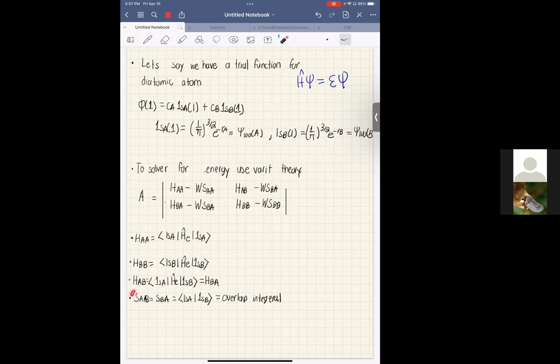And one that's important is S_AB, which is the overlap, which is equal to the integral of 1s_A and 1s_B, forwards and backwards. And this is used by variational theory to solve for these energies.